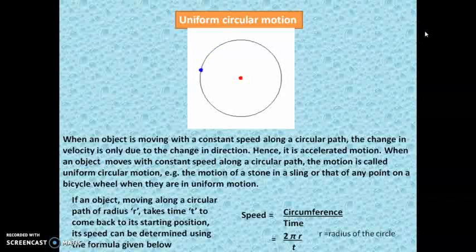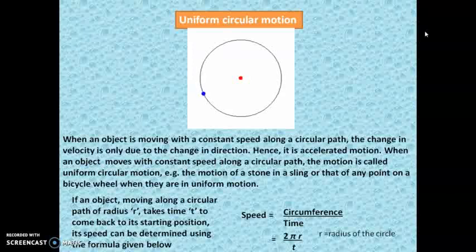Okay, so an example is the motion of a stone in a sling or that of any point on a bicycle wheel when they are in uniform motion. So, very simple, an object moving in uniform circular motion. Even the hands of the clock are also moving in uniform circular motion. Now, let's see the formula and how it is derived.